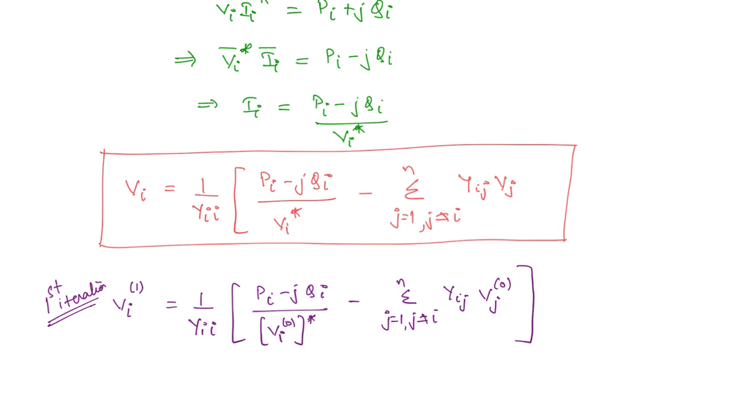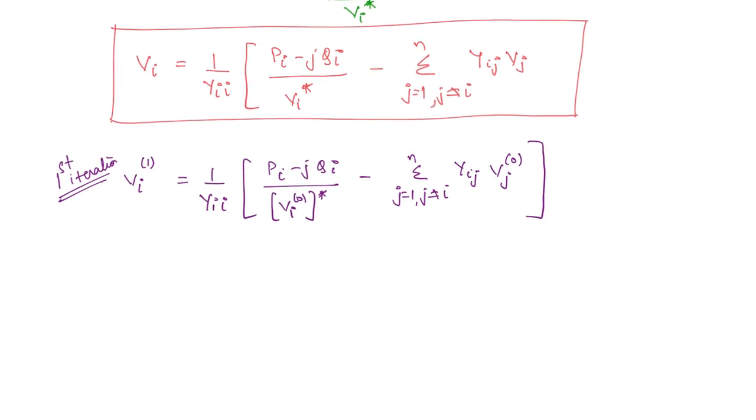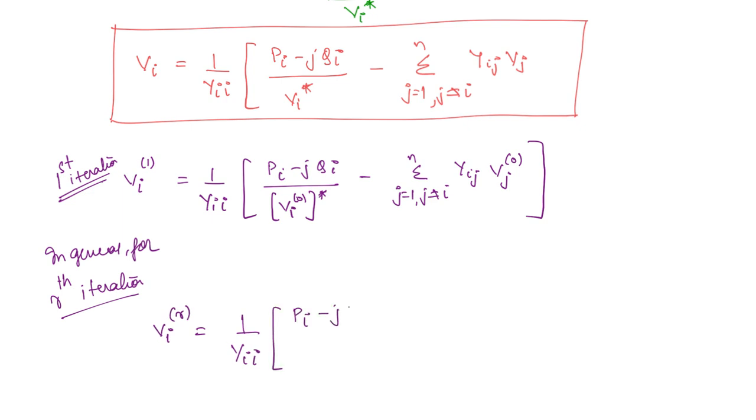Okay, you are going to do more iterations, so I will write the general expression that we use for the rth iteration. In general, for the rth iteration, you are going to get V_i^r is equal to 1 by Y_ii times (P_i minus jQ_i. Everything is same except that here in place of voltage you are going to write the r minus 1th iteration. Okay, this will be conjugate minus sigma j equal to 1 to n, j not equal to i, Y_ij V_j, r minus 1th iteration).